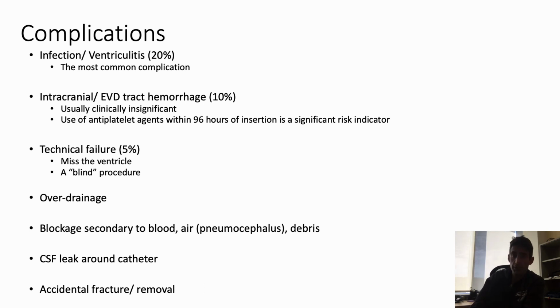It's a surgical procedure. There are complications. There's infection or ventriculitis. There can be catheter hemorrhage, so a hemorrhage around the catheter. Usually it's clinically insignificant, but it can be significant, even requiring surgical resection. You can miss. It's a blind procedure using scalp and skull landmarks to hit a fluid sac in the middle of the brain. You can miss the ventricle. You can overdrain. The catheter can be blocked by blood, air, debris. An important thing to check for is leaking around the catheter once it's in, and that can lead to infection. And then, of course, patients move around, they can fracture the catheter, they can pull their own catheter out, which can be disastrous, particularly if the patient's on blood thinners.